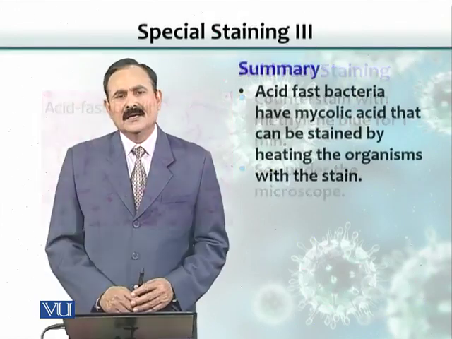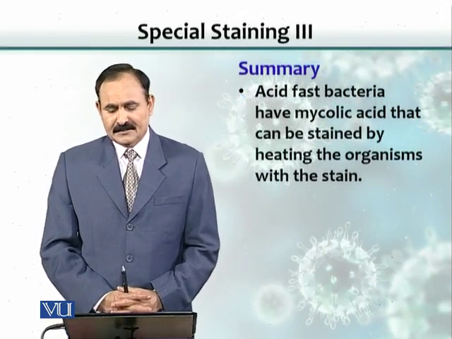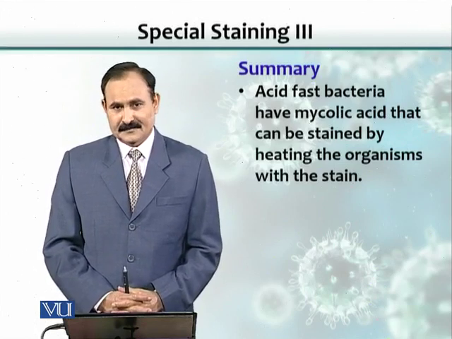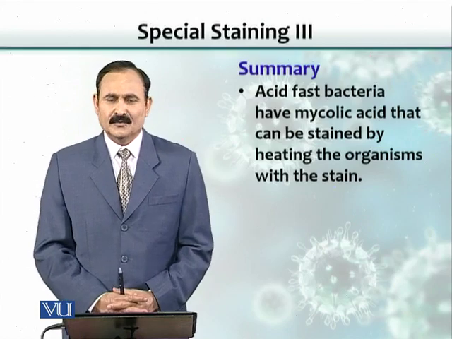So in summary, acid fast bacteria have mycolic acid that can be stained by heating the organisms with the stain. And those that have mycolic acid resist destaining with acid alcohol.